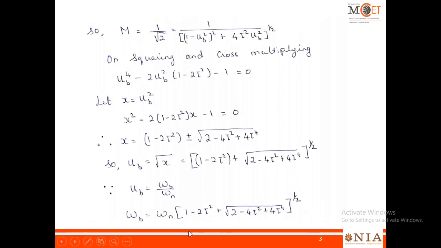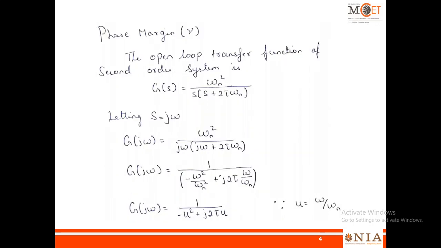After deriving this bandwidth frequency, we will now find phase margin, which is another frequency domain specification. Phase margin gamma. In the previous video we defined what phase margin is. Phase margin gamma is equal to 180 degrees plus phi GC, that is the phase at gain crossover frequency. So the first step is to find the gain crossover frequency.